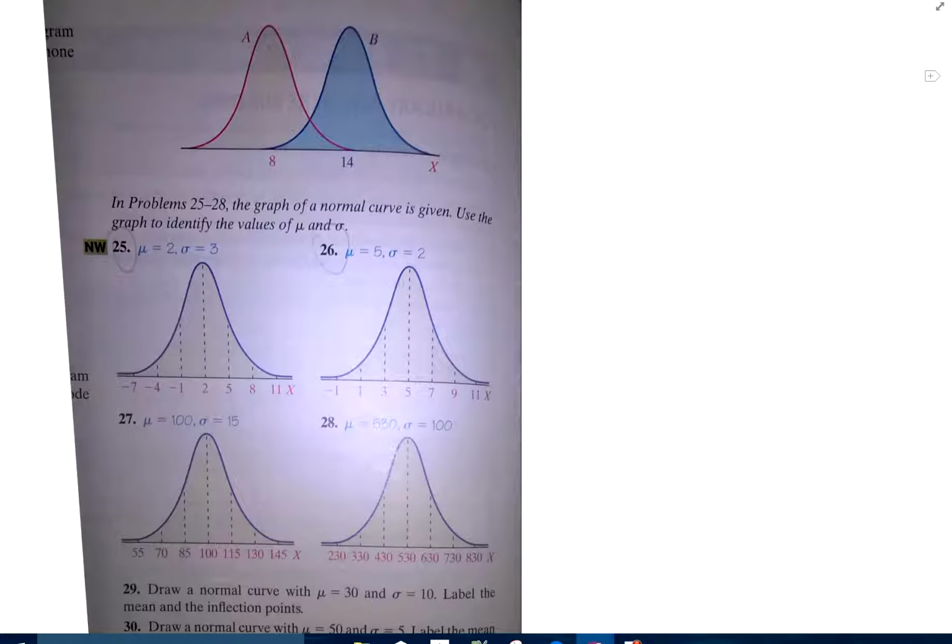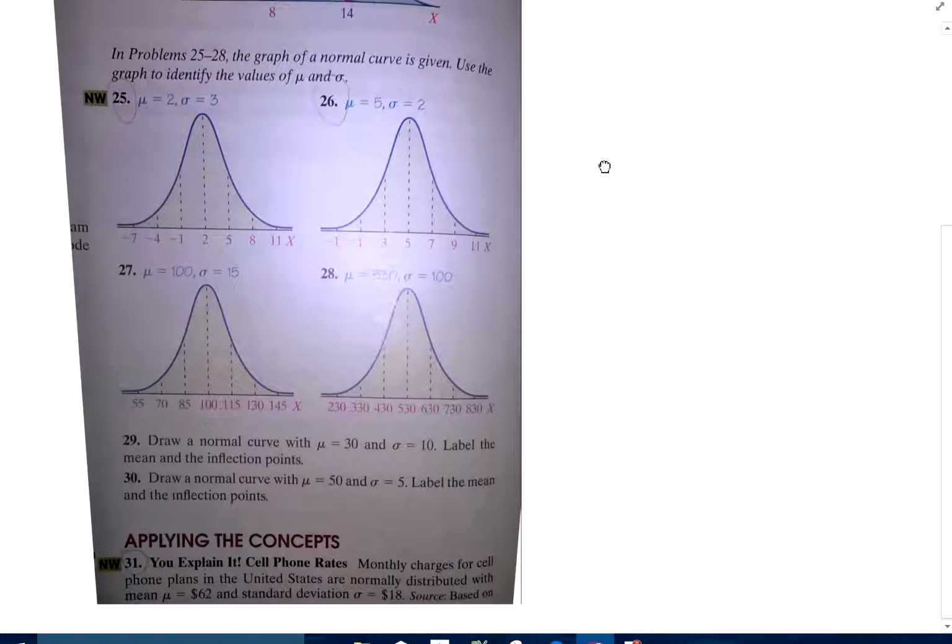All right, 25. Graph of a normal curve is given. Use the graph to identify values of mu and sigma. Well, mu is 2 in the middle, of course, and sigma is how far you go to get to the point where the curve, again, changes from being curved down to curved up. So that would be 3 units each way, so that's why we have mu is 2 and sigma is 3. 26 will do the same type of thing. Mu is 5. Standard deviation is to that point in the middle there, so that would be 2. So that's where those come from.